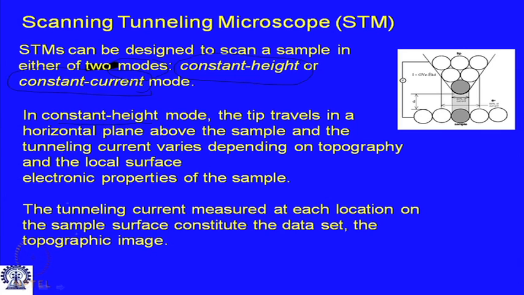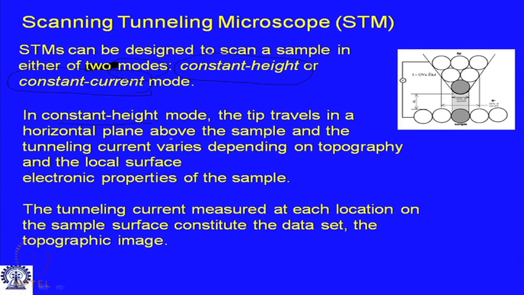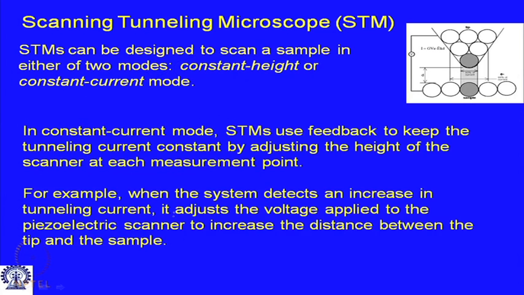The tip travels in a horizontal plane above the sample, and the tunneling current varies depending on the topography and the local surface electronic properties of the sample. The tunneling current measured at each location on the sample surface constitutes the data set, which is the topographic image. So, essentially the variation in the tunneling current itself is a measure of the topography of the surface.